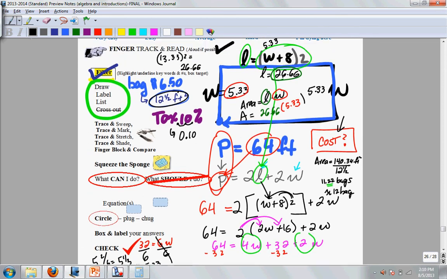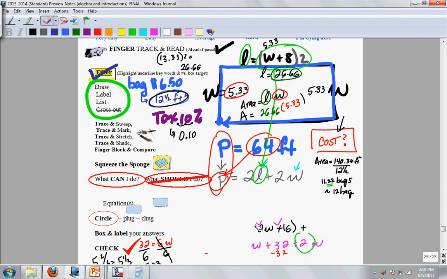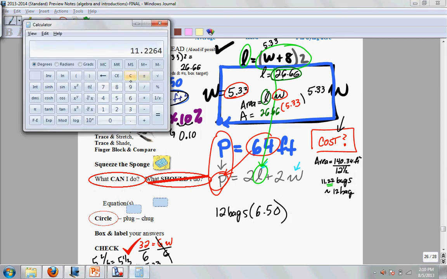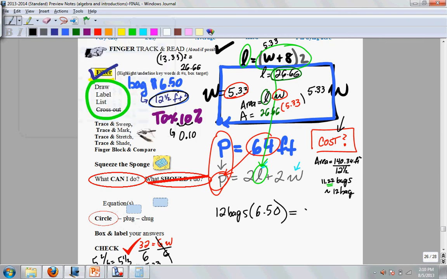Now let's deal with cost. Let me get some space here. Hopefully you wrote a little bit smaller than I did. Just squeeze this anywhere you can on your paper. So for cost, we have 12 bags times $6.50 each. And that's $78. Now that's our subtotal, because there's this lovely thing called tax that you have to add on to that. And tax is 10%.